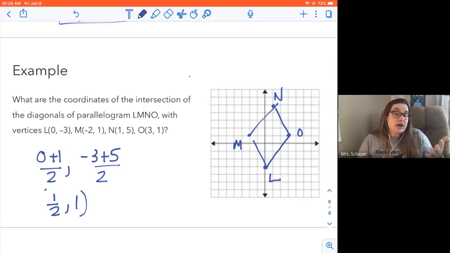And you can always check your work by finding the midpoint of the other one as well. Never can you say looks like. Like, I don't want to see you drawing it on the graph and be like, hey, it looks like this, right? That's not what we're going to do. You have to do it algebraically.